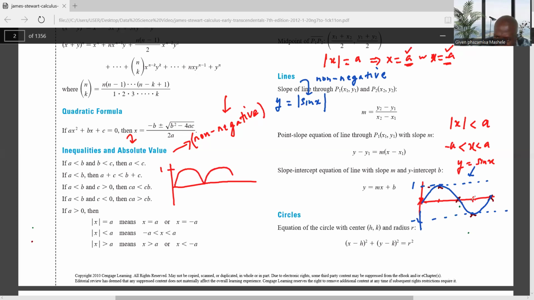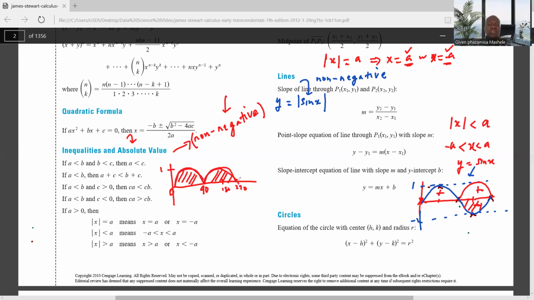So it means this part is no longer negative. It will be that. So it means we are changing any values which are negative to be positive. So this is an absolute value graph for sine. This is because it's 0, 90, 180 here, and 270 and so forth. So you see that this is now an absolute function of sine.